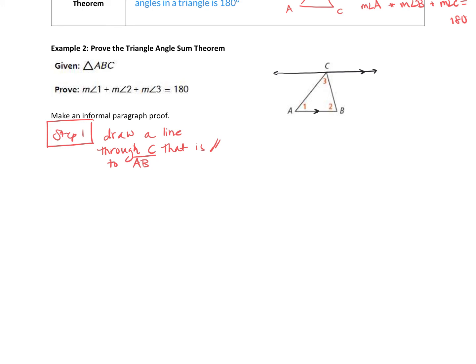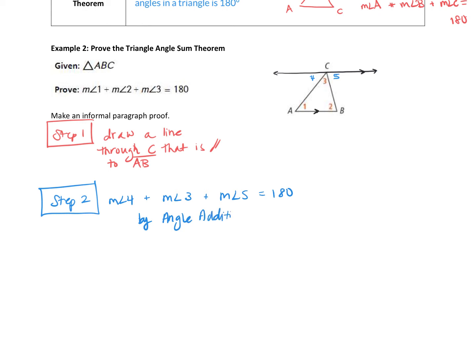All right, so step two, if we go back up to the picture, we just created an angle 4 and an angle 5 there at C. What we have is a straight line, and we have angle 4, angle 3, angle 5. We know that those angles will add to 180 degrees. So we can say that the measure of angle 4 plus the measure of angle 3 plus the measure of angle 5 is equal to 180 by the angle addition postulate. The small angles will add up to the big angle of 180.